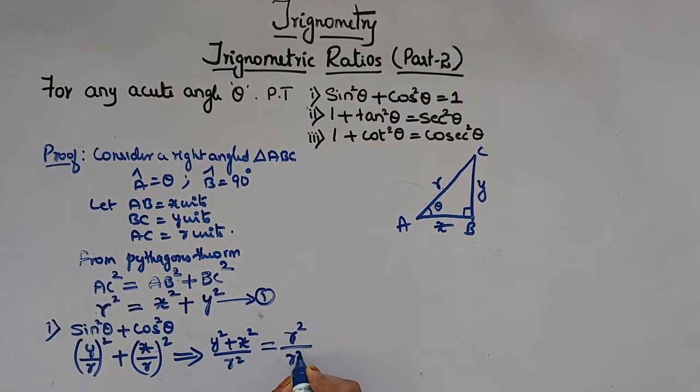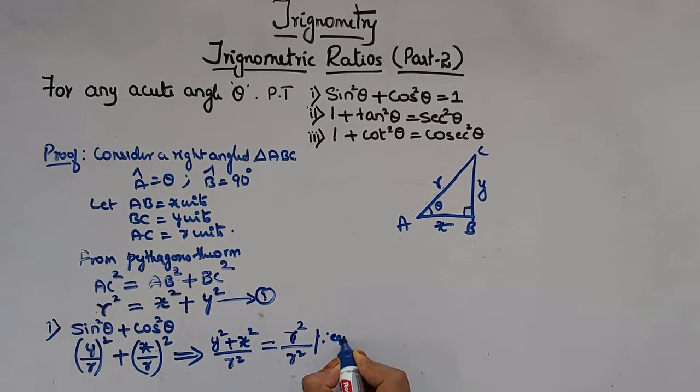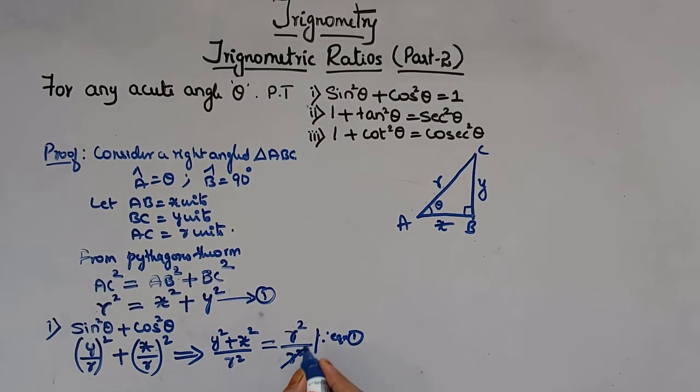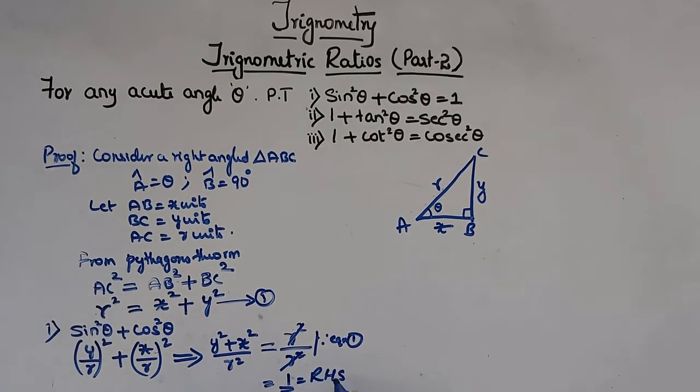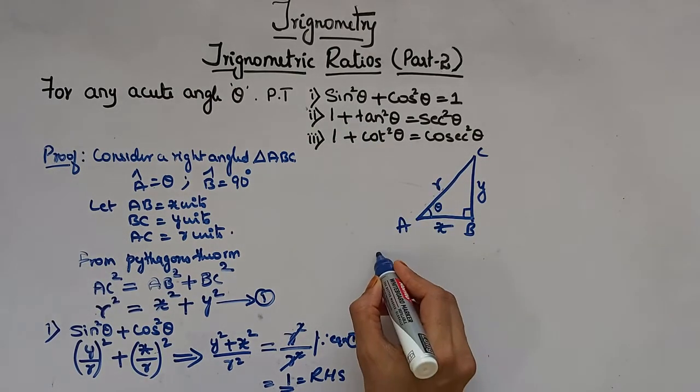We know x square plus y square is r square, so r square by r square, since from equation 1, right? So r square and r square will get cancelled. We are left with 1, which is nothing but your RHS, right? We proved sin square theta plus cos square theta is 1. Now let's see the second one.